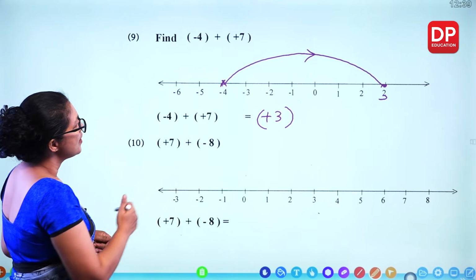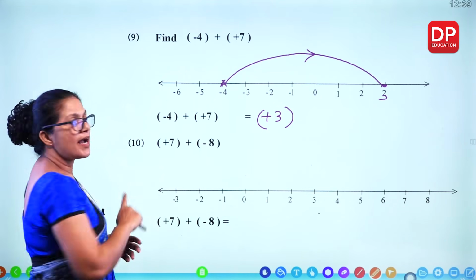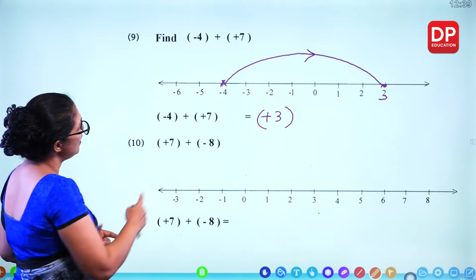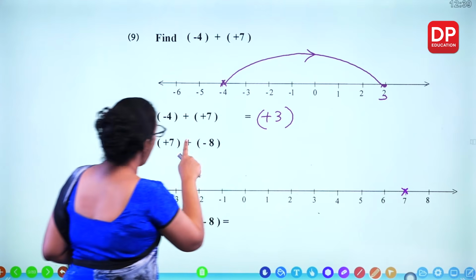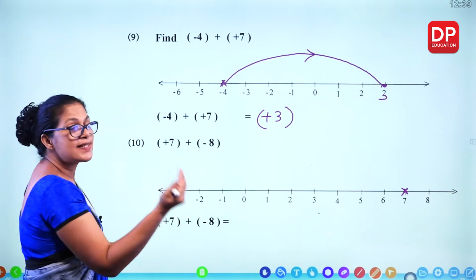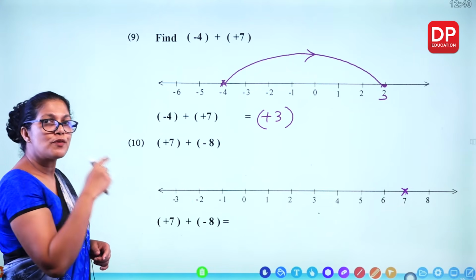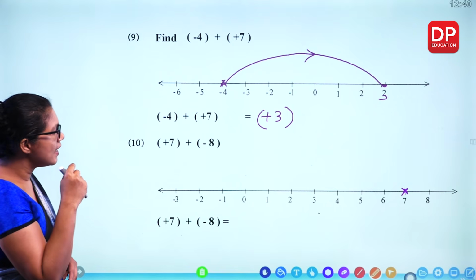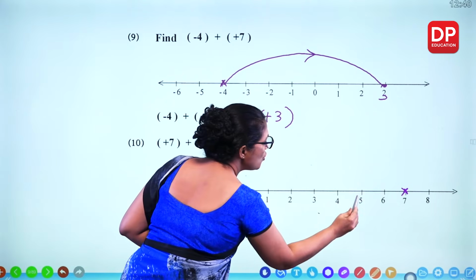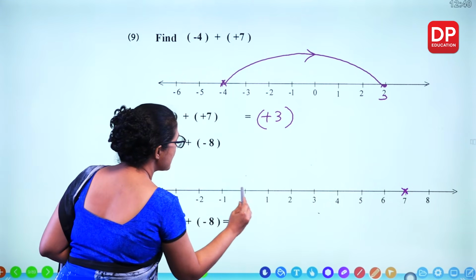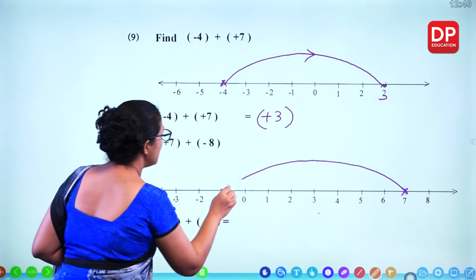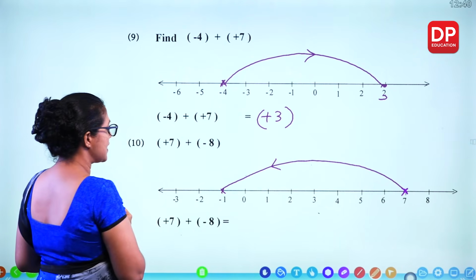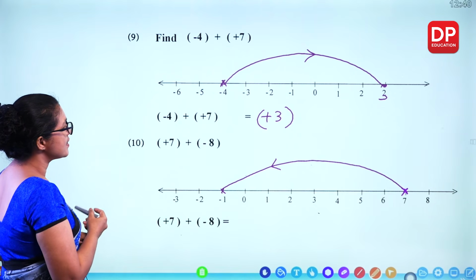This one, +7 and -8. So, here +7, starting point is +7. Adding and here -8. So, minus means you have to move 8 places to the left. 1, 2, 3, 4, 5, 6, 7, 8. So, this is the final position. So what's the answer? Minus 1.